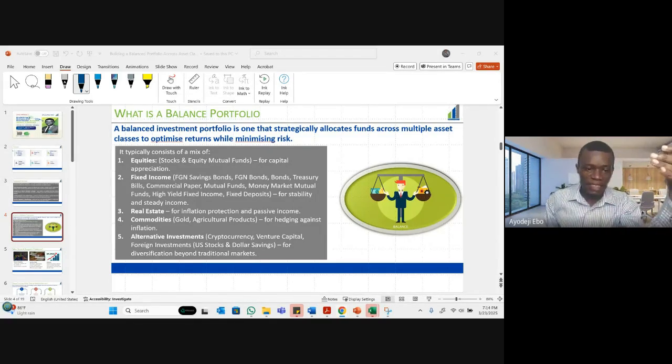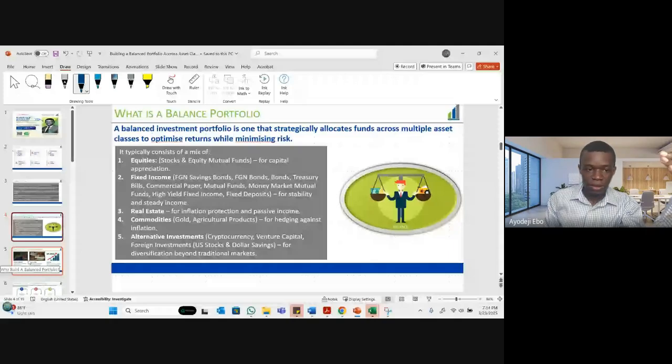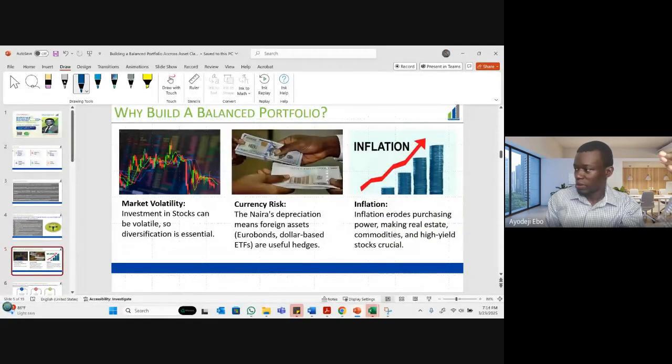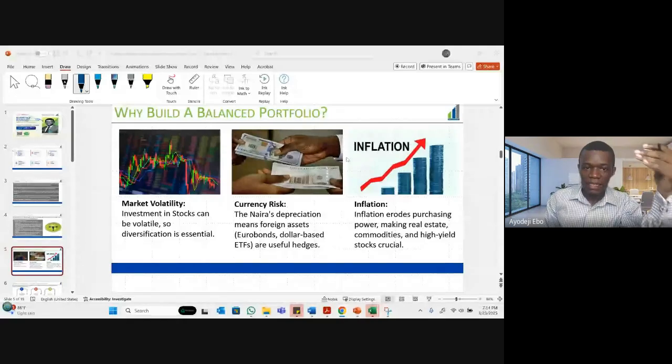And why is this very important? Why do you need to build a balanced portfolio?